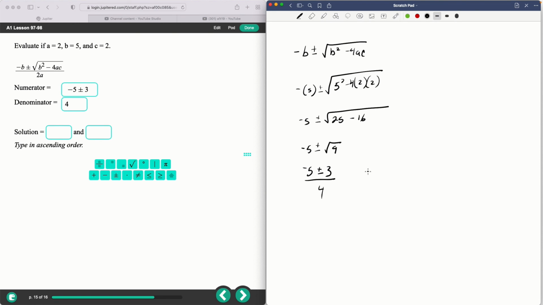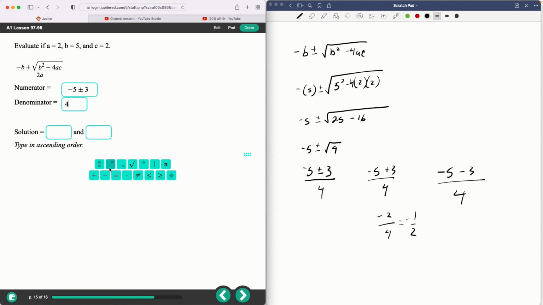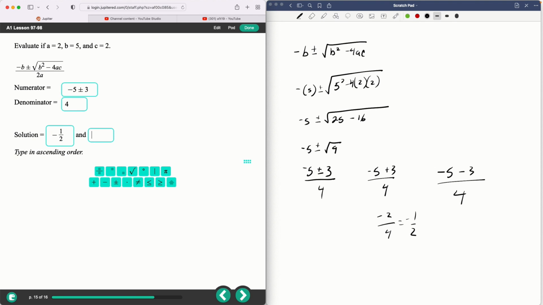So I would have negative 5 plus 3 over 4 and negative 5 minus 3 over 4. All right, negative 5 plus 3 is going to be a negative 2 over 4, which equals a negative 1/2. So that's one solution. And my other solution, negative 5 minus 3, is equal to negative 8 over 4, which equals a negative 2. So my other solution is negative 2. Check it.